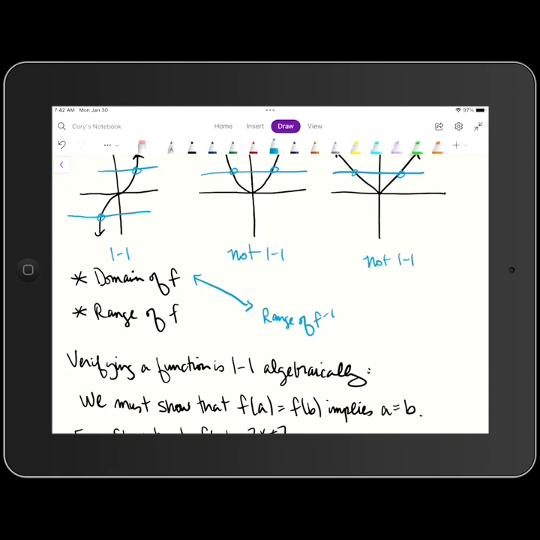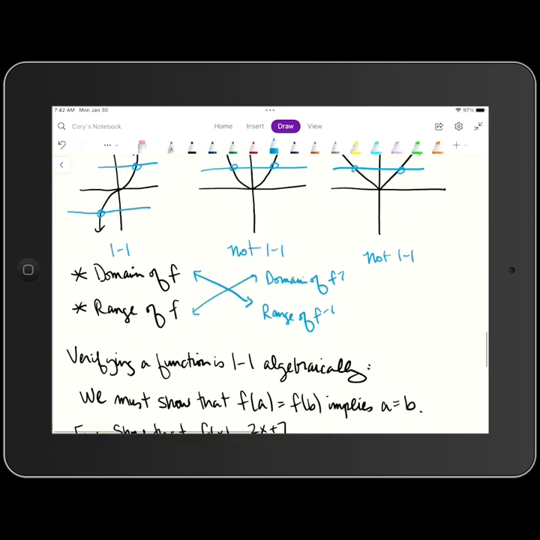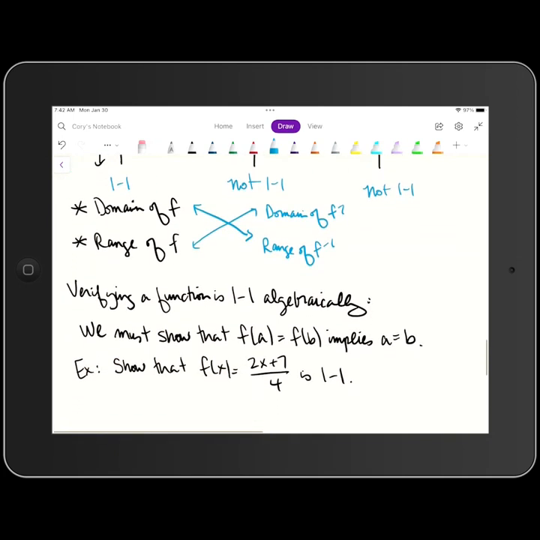And similarly, the range of the function f is going to be the same as the domain of f inverse. Because the y values in the function f, when we switch the x and y coordinates of every single point, become the x values in f inverse. So that's the domain of f inverse.